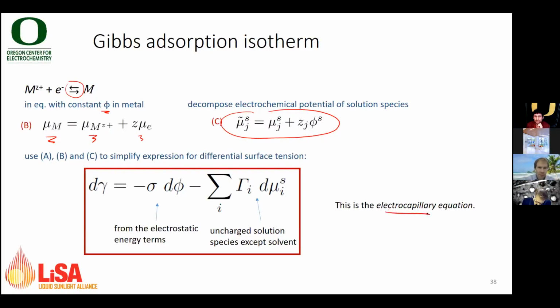It's called the electrocapillary equation. From it, we'll see a lot of interesting features of the double layer. So what it says is that changes in the interface free energy can be grouped into electrostatic terms that depend on potential and surface charge, and chemical terms that depend on stuff in the solution. Okay, so this is the electrocapillary equation.